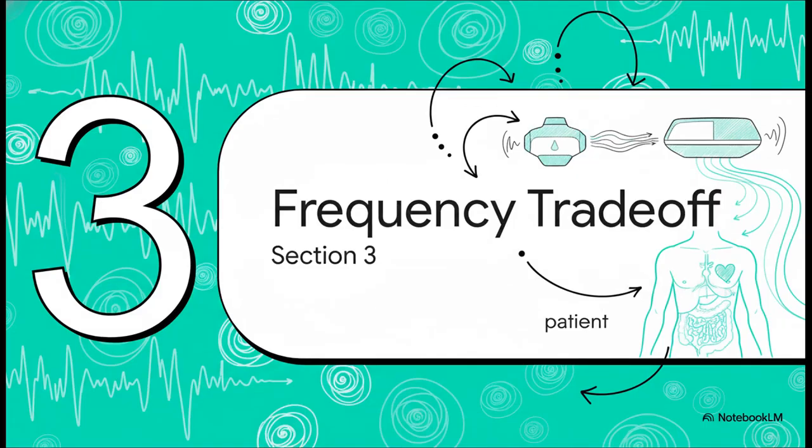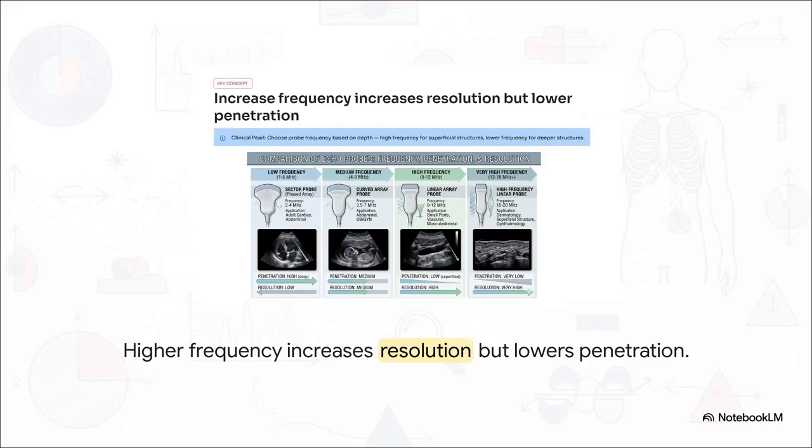Which brings us nicely to section 3, the frequency penetration trade-off. Okay, this is our golden clinical rule. Burn this into your memory. As frequency increases, you gain resolution, but you lose deep tissue penetration. It's a fundamental trade-off. On the low-frequency end, around 1 to 5 megahertz, you've got your phased array probes, perfect for deep adult cardiac imaging.